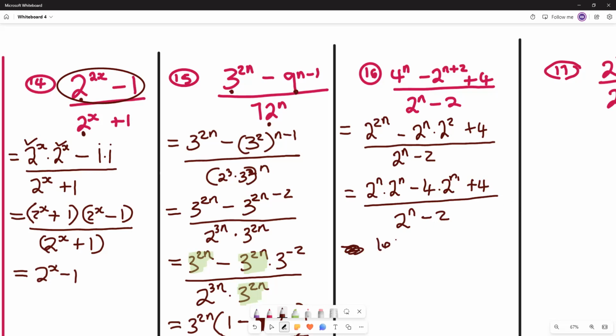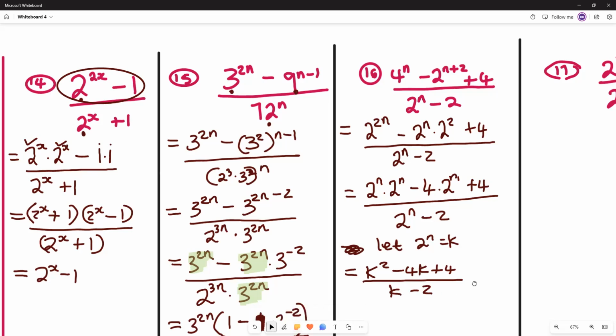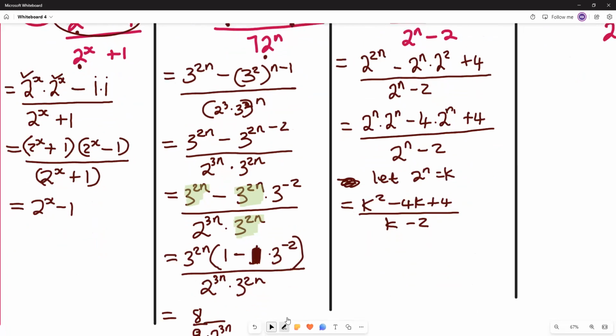Then now we can, to make things easy, ne, just do this actually. Say let, right, 2 to the n equals k. When you have a trinomial, use the k method. Ne? So you're going to have k times k, which is k squared minus 4k plus 4 over k minus 2, right? And then from there, we can go up a little bit.